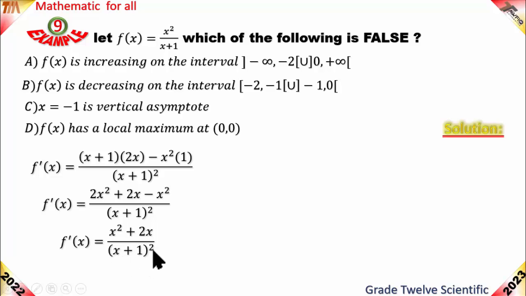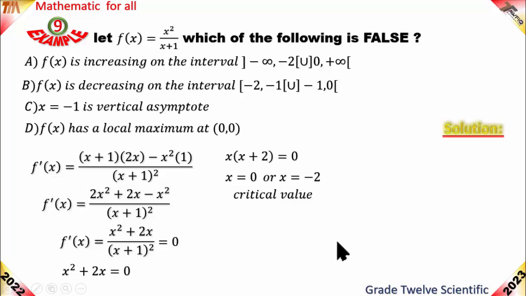Because the denominator is squared, for every value of x it is positive. And now make it equal to 0. Because it is a fraction, or a rational expression, the numerator must be equal to 0. x squared plus 2x is equal to 0, and factoring, x times x plus 2 is equal to 0. x equal to 0 or x equal to minus 2 are the two critical values.